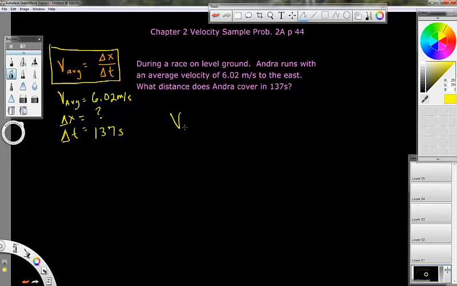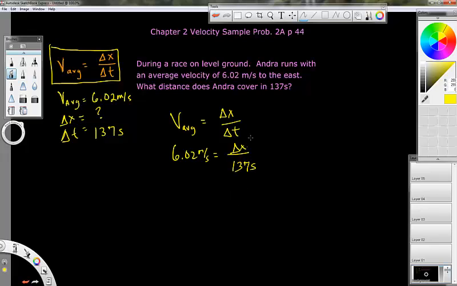All right. So we start with our formula. V average equals delta x over delta t. I like to write that. That way I have a place to put this info. And we just substitute. So this is 6.02 meters per second equals delta x, which we don't know, so we'll put delta x there. Don't put any other variable. Don't put like n. Just put the one that you are trying to find. Delta t would be 137 seconds.